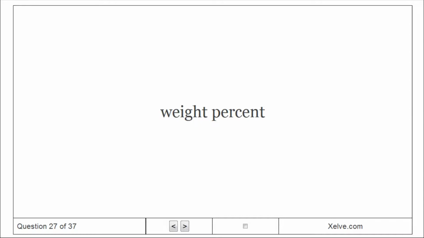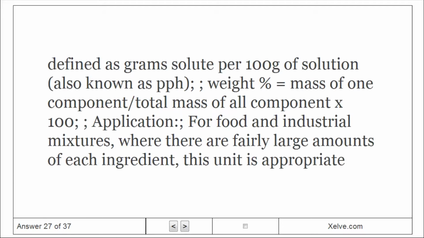Weight percent, defined as grams of solute per 100 grams of solution. Weight percent equals mass of one component over total mass of all components times 100. Application: for food and industrial mixtures, where there are fairly large amounts of each ingredient, this unit is appropriate.